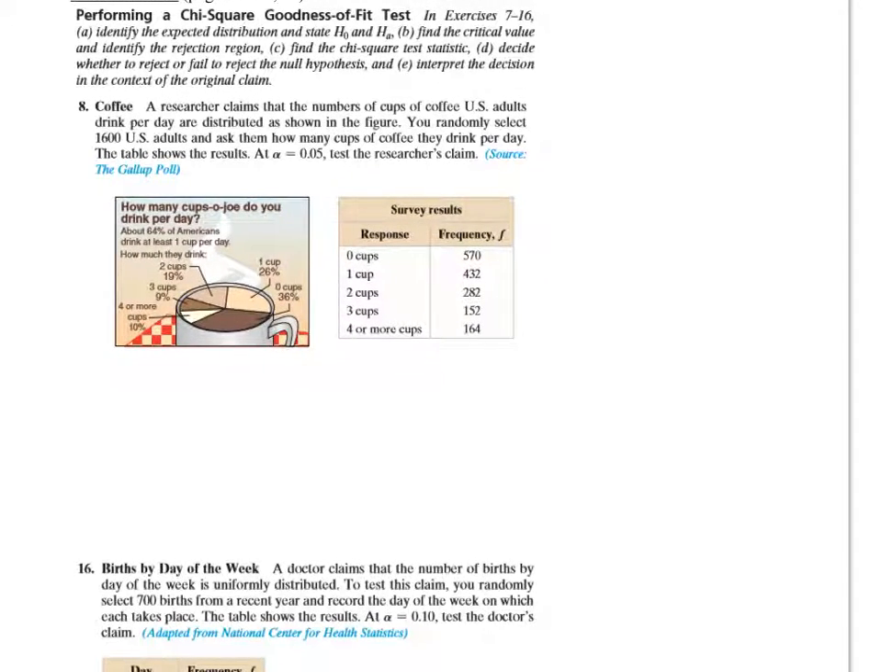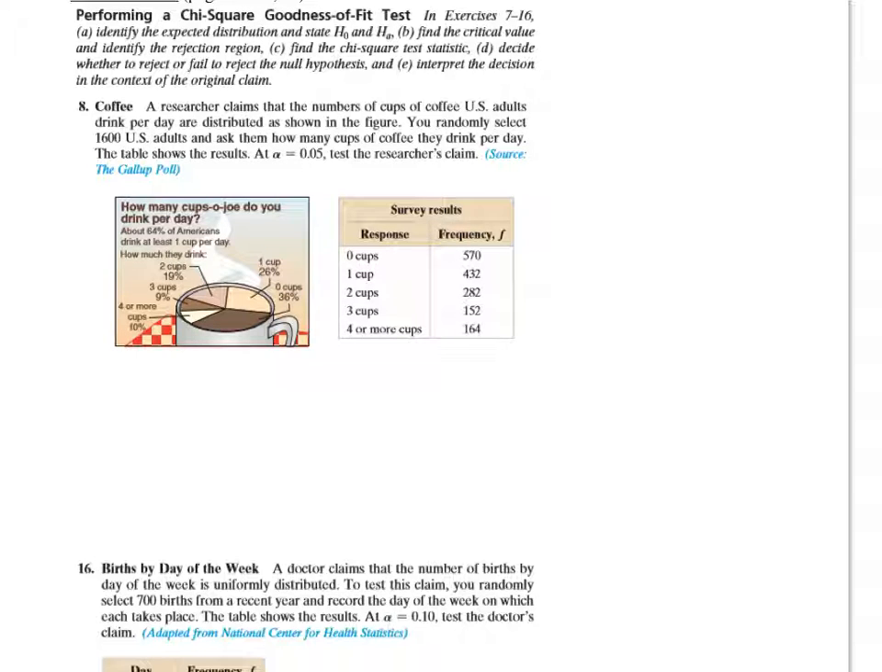All right, in this first exercise, again, the instructions at the top look like previous chapters. We have A, write the hypotheses, B, find the critical values, C, compute the chi-square statistic, D, decide if we can reject H0, and E, interpret the decision. Okay, so this one's about coffee drinking.